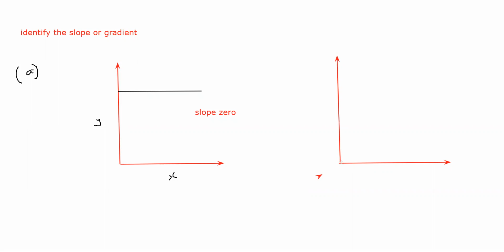If it's on the origin, what is the slope of this line? That's also 0. So for horizontal lines, the slope is always 0.